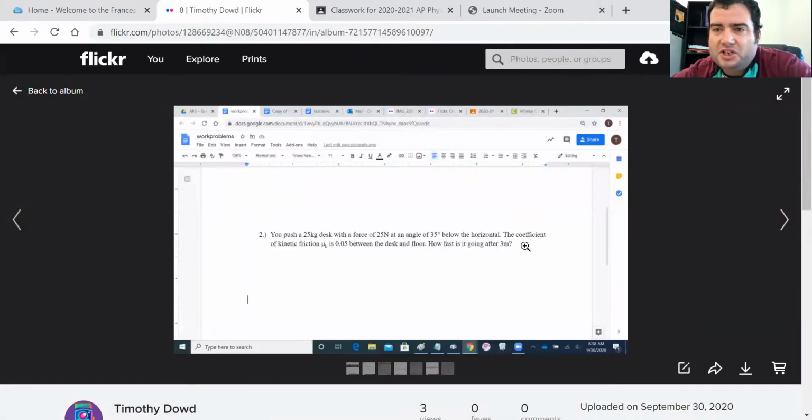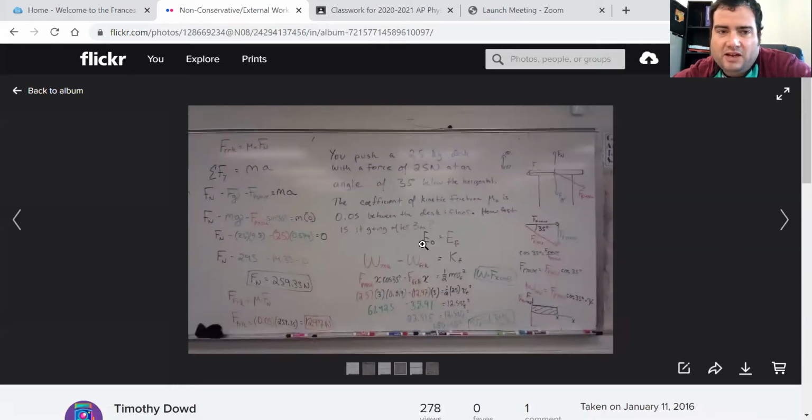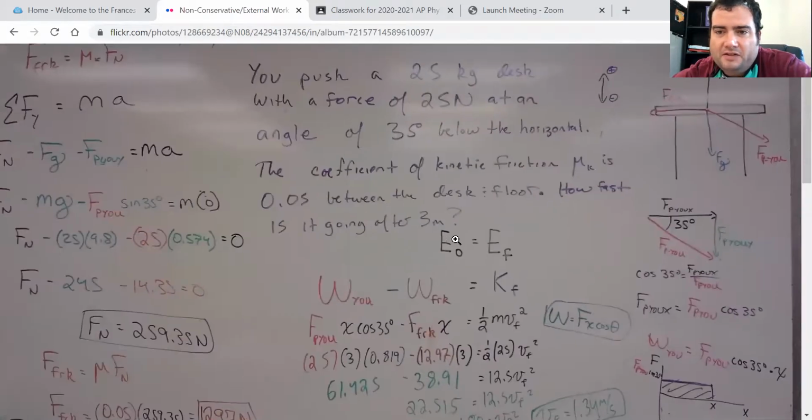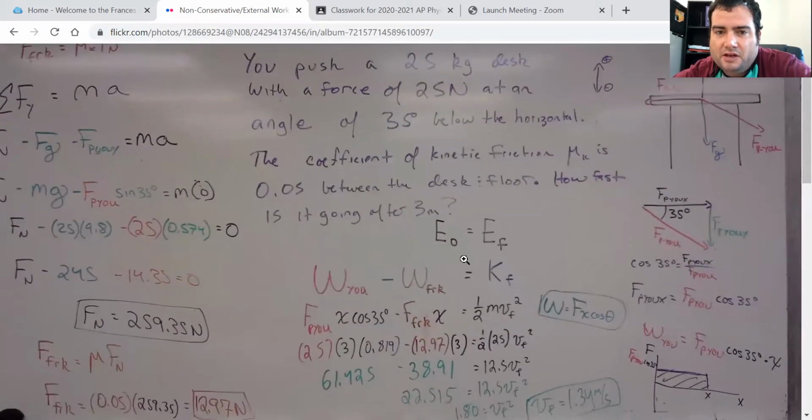Next 2 questions are more challenging. You definitely probably want to try them before you watch much farther or look at the answer key. But the key thing here is you are pushing, so you're going to be doing some work. But there's also friction. Friction's a non-conservative force, so the work it does is going to take energy out of the system. So the answer to this looks kind of like a hot mess at first. But the key to it here is this: EO equals EF.